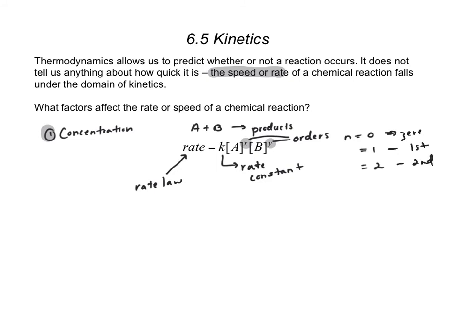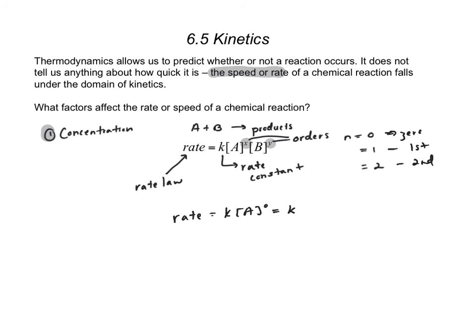Let's say that x here for A is 0. If I doubled A, what would happen to the rate of the reaction? Let me just write this down. Rate is equal to k times A to the 0 power. What is anything raised to the 0 power? 1. So rate is equal to k. If I have a reaction and I double A, it's still going to be 1.